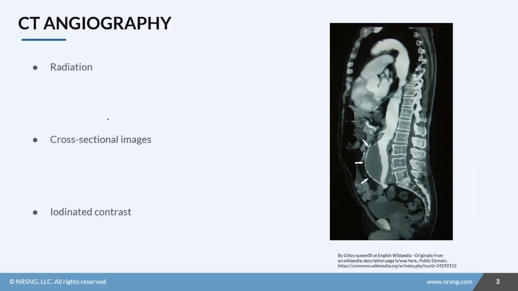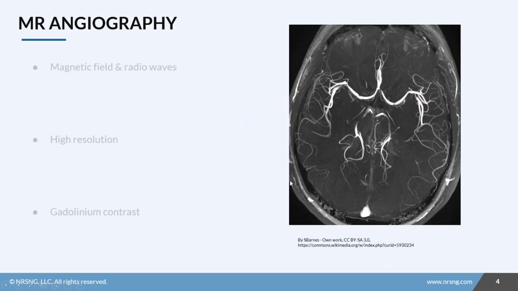So the CT angiography uses radiation that bounces off of tissues to create cross-sectional images for a 3D view of the inside of the body. The type of contrast used varies. For the CT, it's going to be iodinated. Here's a picture of a CTA showing a huge abdominal aortic aneurysm.